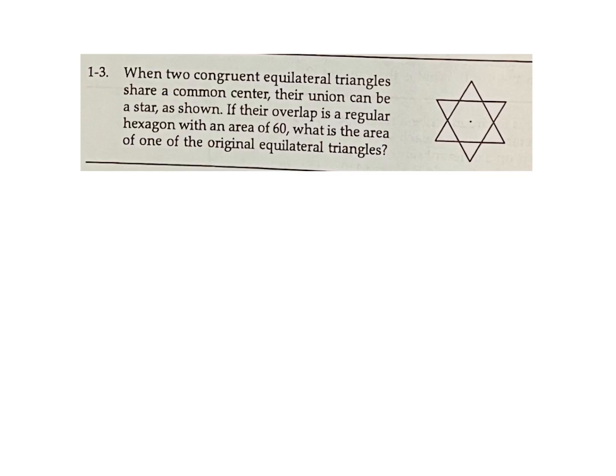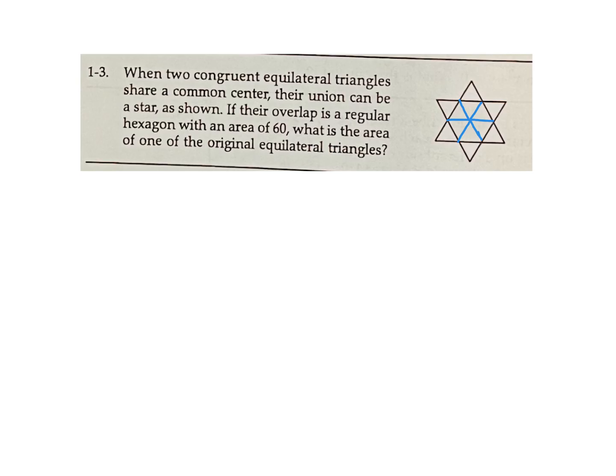When two congruent equilateral triangles share a common center, their union can be a star, as shown. If their overlap is a regular hexagon with an area of 60, what is the area of one of the original equilateral triangles? Well, I think you can just make all of these into triangles, so like this, like that, and therefore you've got a whole bunch of triangles that are all the same, I believe, right?